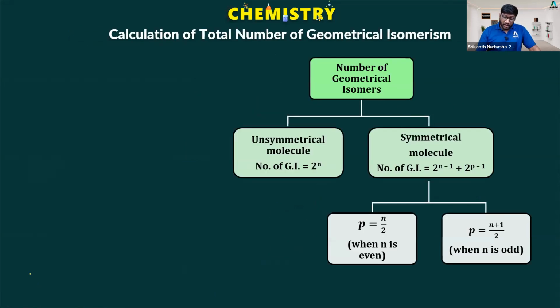All of you write down this formula. Number of geometrical isomers: if it is an unsymmetrical molecule, the number of geometrical isomers is 2 power n. For a symmetrical molecule, the number of geometrical isomers is 2 power n minus 1 plus 2 power p minus 1. Write down this formula, students, all of you. Unsymmetrical molecule, symmetrical molecule.